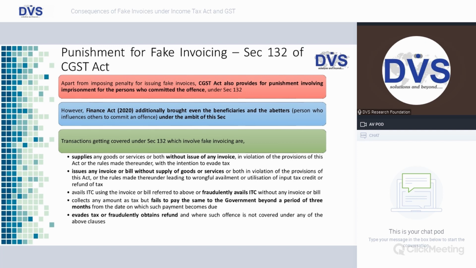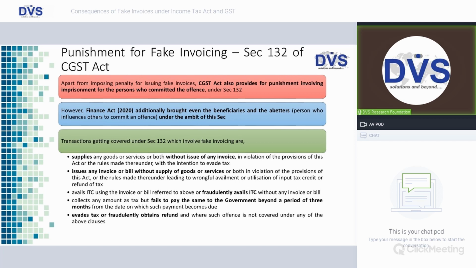Punishment for fake invoices. So this we have seen for the penalty. Now, whether there are any proceedings which are liable for punishment, yes, apart from imposing penalty, there are also provisions for punishment. However, Finance Act 2020 additionally brought in even the beneficiaries and the abettors. As we have seen, Finance Act 2020 brought subsection 1A under section 122. So a person who has received the benefit of a fraudulent transaction shall be liable for penalty.